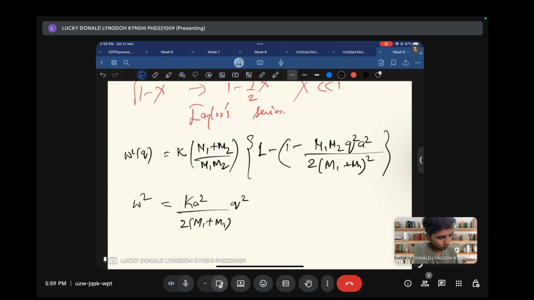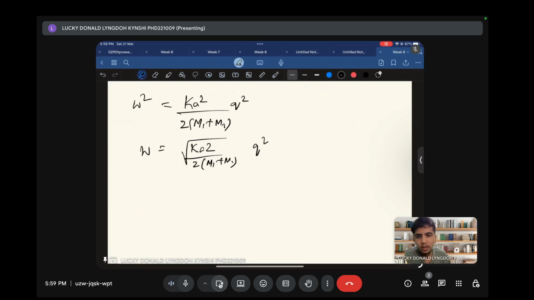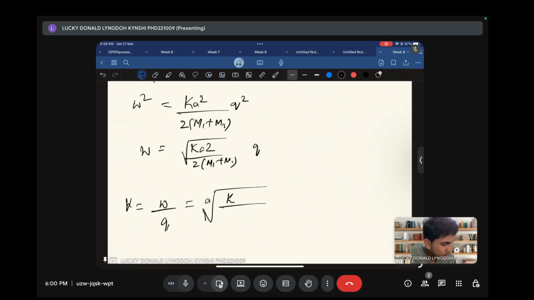So omega square is this, then omega will be simply root over k a square by 2 m1 plus m2, times q. If you remember correctly, your velocity of sound is equal to omega divided by k, or in this case q. Remember, there is no square here because it has been cancelled out. So omega by q will be simply equal to a, which we can take outside because it's a square term, divided by 2 m1 plus m2.